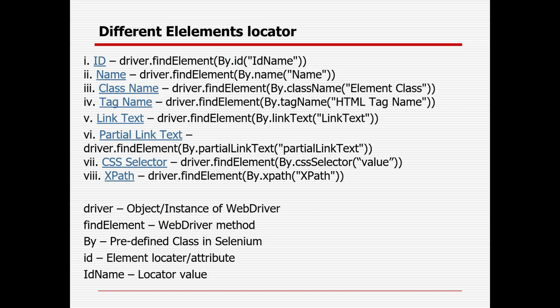So these are the element locators. Driver is the object or instance of the WebDriver, whatever you're creating. findElement is the method name. By is the predefined class in Selenium. ID is the element locator. ID, name, class name, tag name, link text, partial link text, CSS and XPath, and this is the corresponding string value.